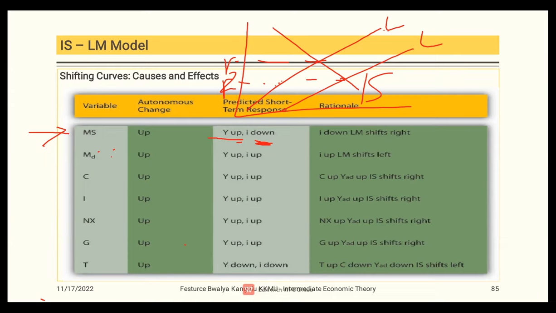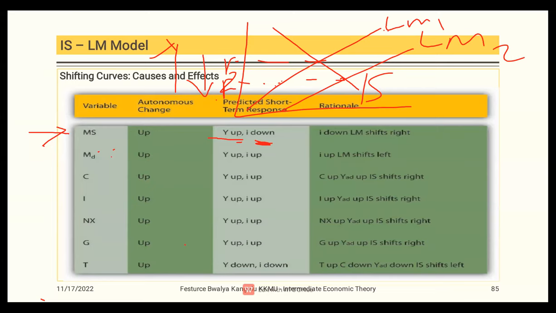When the interest rate reduces, the LM shifts to the right. And again, when the interest rates increase, the LM will shift to the left. You're following? Yes, I am. This LM is representing supply.